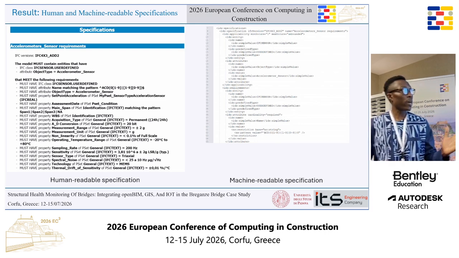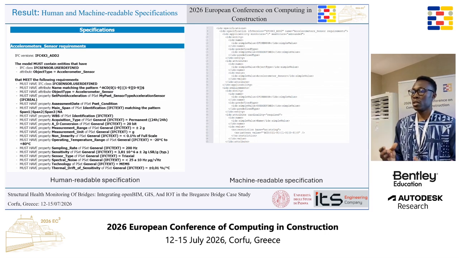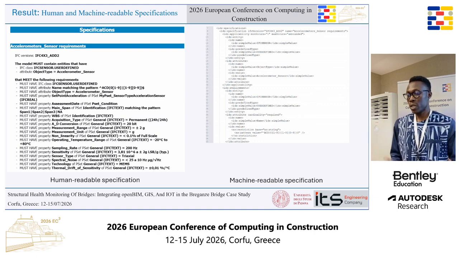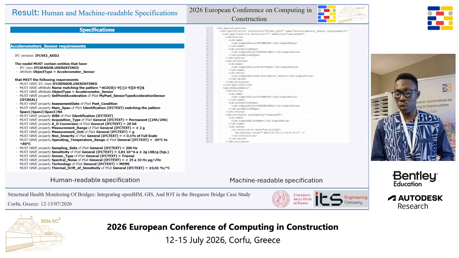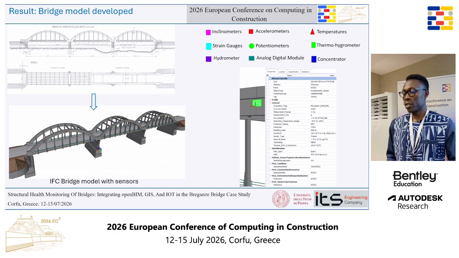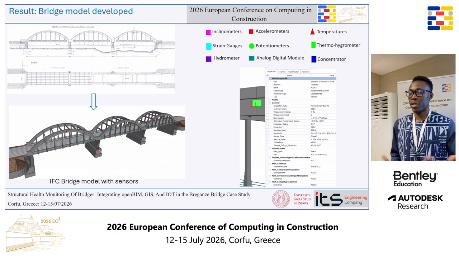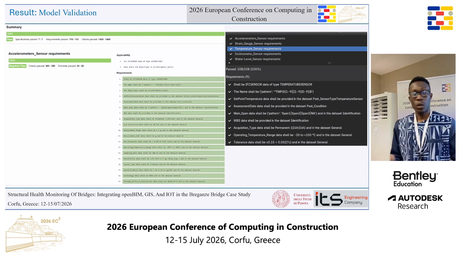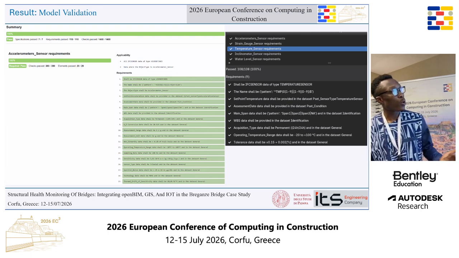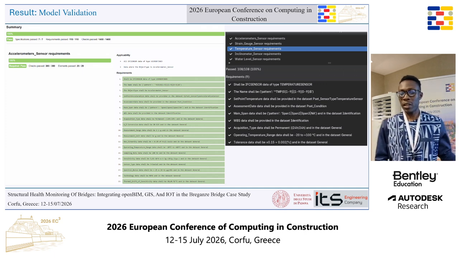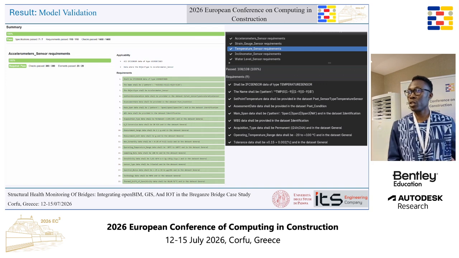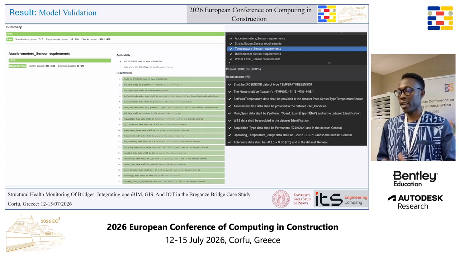Here we have the human and machine readable specification defined at the beginning using IDS for a specific accelerometer, and here is the overall model present in IFC with the sensors and the different properties. At this point, we can see that after the validation, our model complies with the defined information requirements that we set at the beginning.